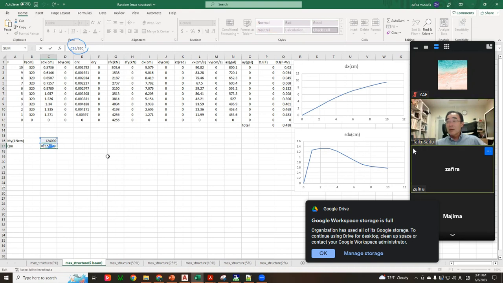Should be QM equals to moment divided by 2L. No. Moment divided by 2L? Yes. No, 2M divided by L. Or moment divided by L divided by 2. Equal to the shear force.